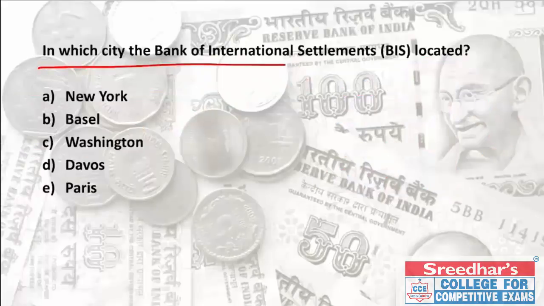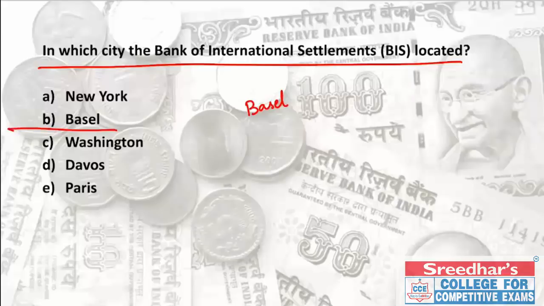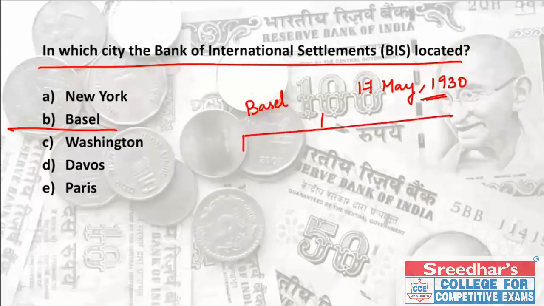In which city is the Bank for International Settlements located? The Bank for International Settlements is located in Basel, Switzerland. Basel is a city in Switzerland, so the head office is located in Switzerland. The Bank for International Settlements was established on 17th May 1930. It has 2 representative offices, one in Hong Kong, that is Hong Kong Special Administrative Region, and the other in Mexico City.